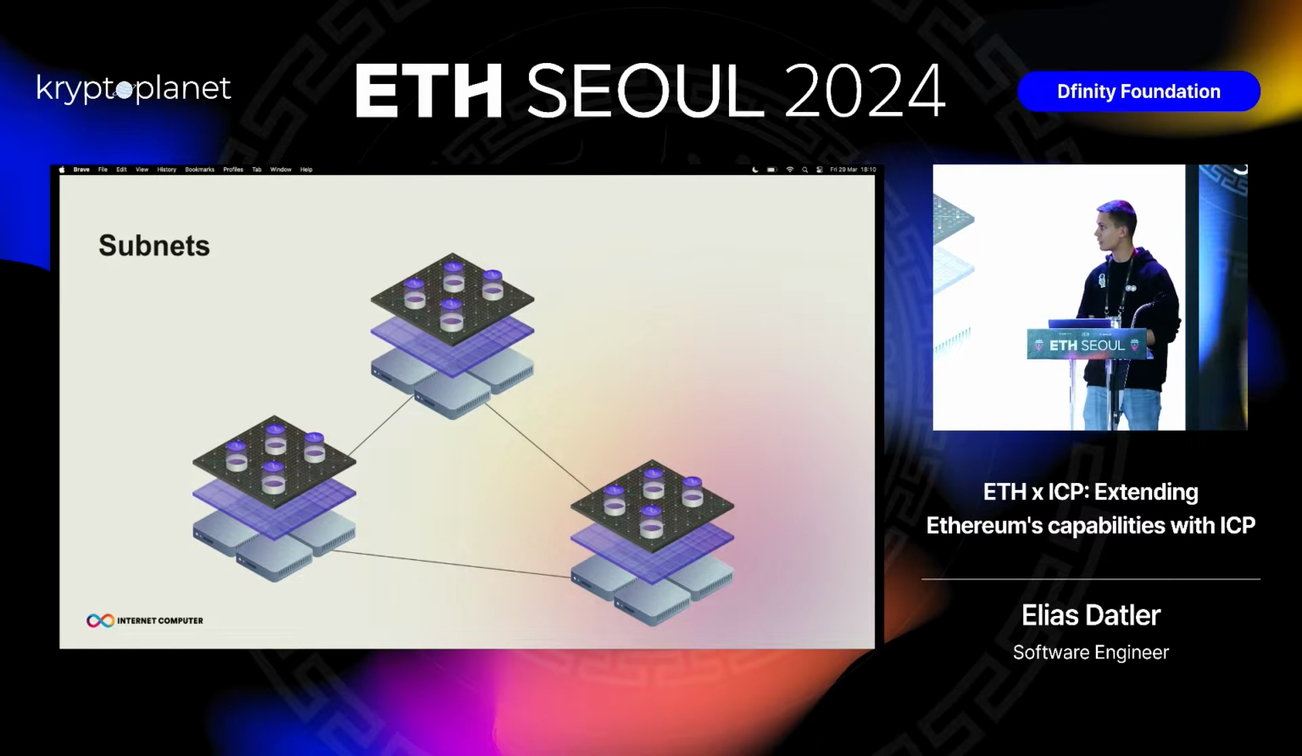Now here I depicted how the topology can look like. So you have different subnets. All of those subnets can communicate securely with each other. They can all produce blocks on their own. And we have one special subnet that kind of controls the topology of the entire network.